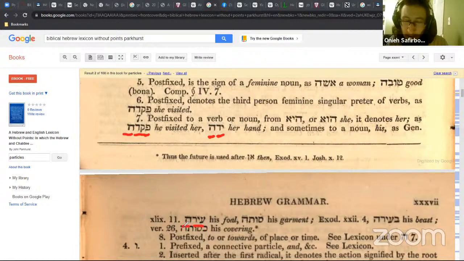Full of him, garment of him, beast of him, covering of him. Sorry, covering of him. Supposedly, it can mean "his" as well, rather than just "her," but the normal meaning is "her."